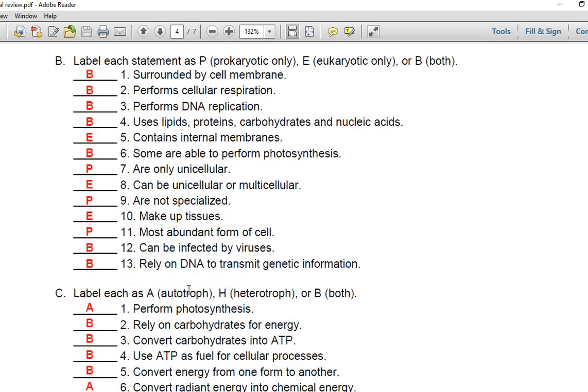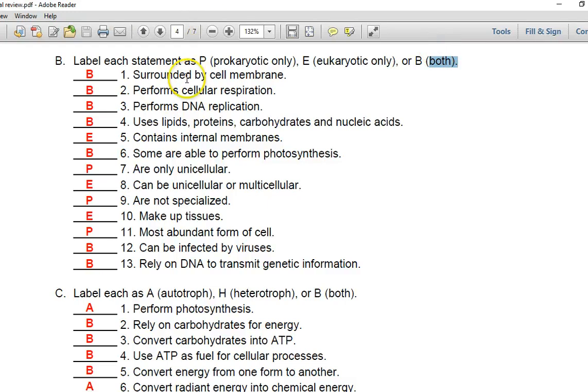Same kind of thing here, but we're going to do prokaryote, eukaryote, or both. So remember, prokaryotic cells are simple. They have no internal organization. They're only unicellular. There's no internal organelles. Okay? And then eukaryotic cells are more complex. They have internal membranes and internal organization. They can be unicellular or multicellular. Or we're going to have both. That would be anything living would be considered both.